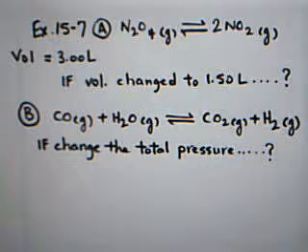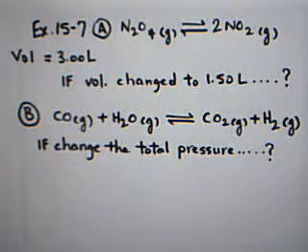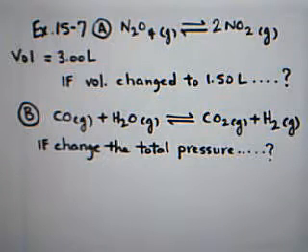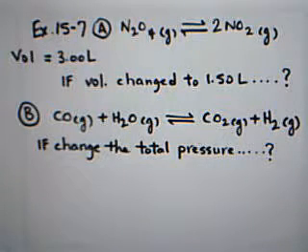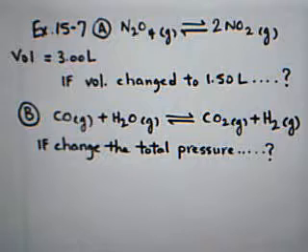Okay, so just remember that when you decrease the volume, it will shift towards that side of the reaction that has the fewer moles of gas, and if you increase the volume, it will shift to that side of the reaction that has more moles of gas. So that's that for 15.7, Le Chatelier's principle.